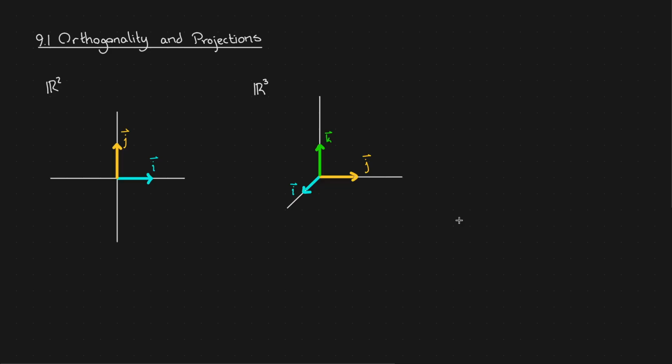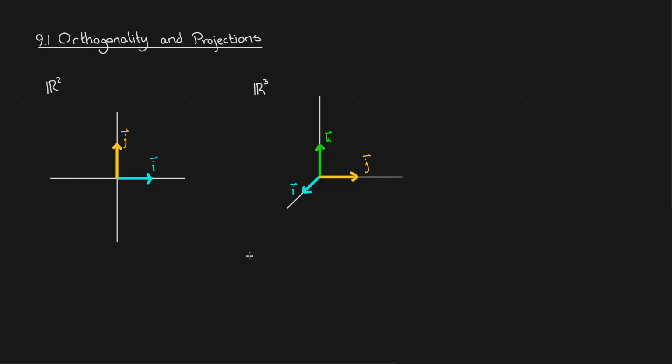Now, we know that these vectors in each space have some special properties. In each case, the set of vectors are linearly independent, and the set of vectors span the whole space. So i and j in R2 are linearly independent and span the whole space. In R3, i, j, and k are linearly independent, and they span the whole space. So that means these vectors form a basis for each of their respective spaces.